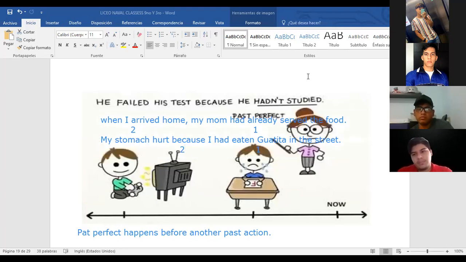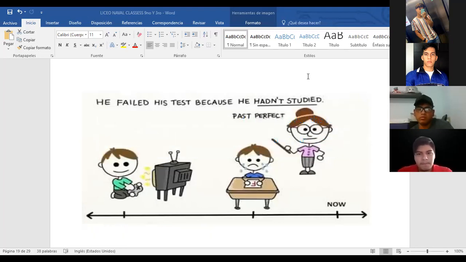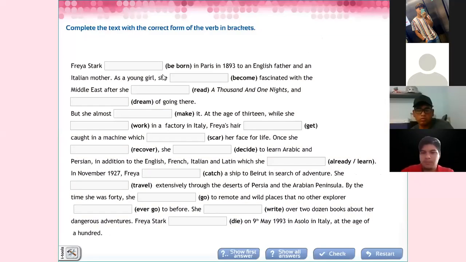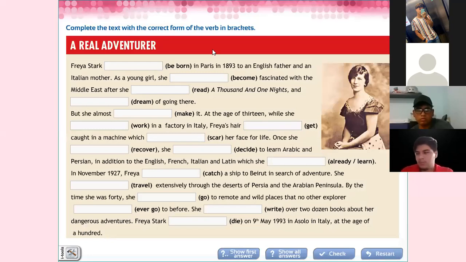Okay, any questions, guys? No questions. Let's do the exercise then. Do the exercise from your book. Complete the text with the correct form of the verb in brackets.